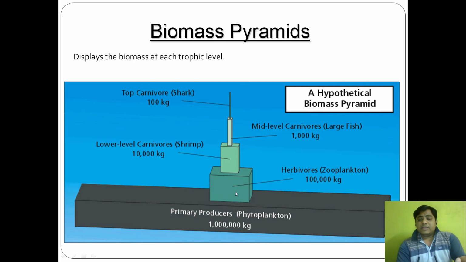Then the primary consumers, who depend on the producers, their number decreases. They are zooplanktons. Their width is less as compared to the primary producer. Now the low-level carnivores, the shrimps and scampi, are also few as compared to the zooplankton because they depend on the zooplanktons. Now the mid-level carnivores, large fishes, their number is also few as compared to the lower-level carnivores, and lastly the top carnivore, the shark, is also less in number as compared to the large fishes. This is the hypothetical biomass pyramid.